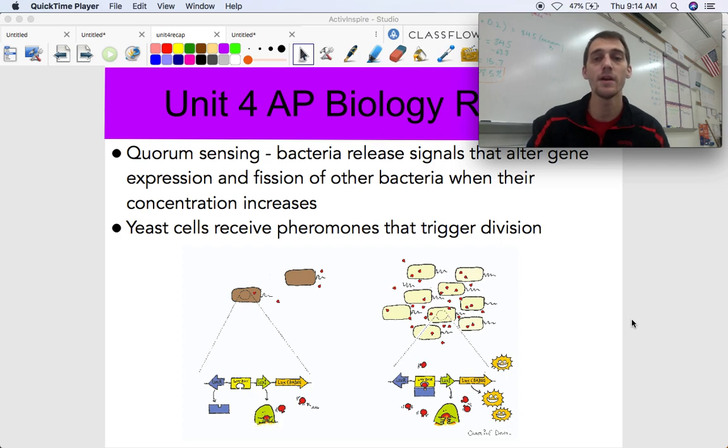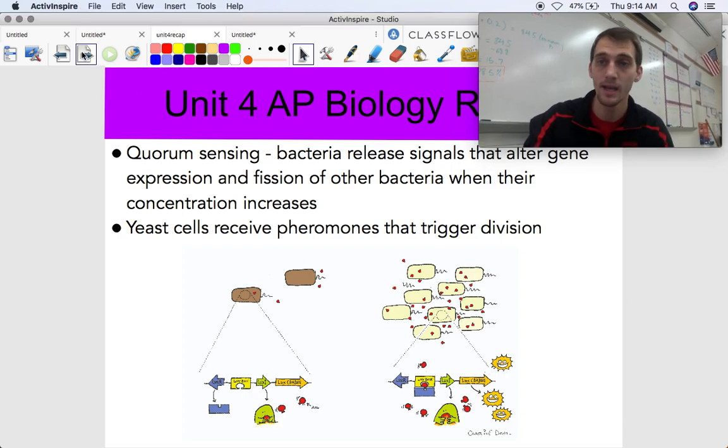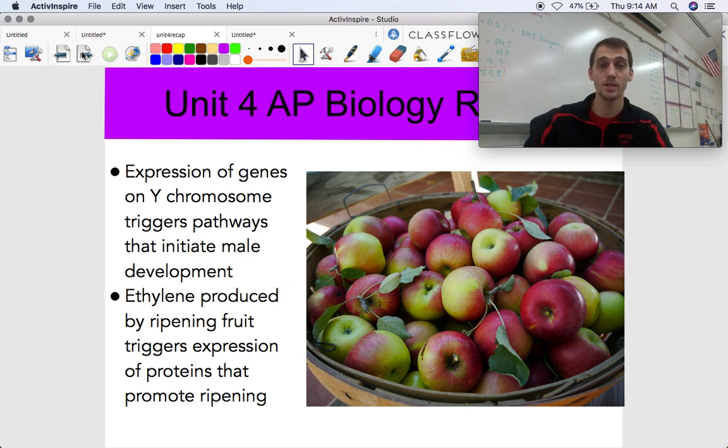Yeast cells receive pheromones that trigger division. Yeast cells will send each other signals that will cause them to divide. Here's some other examples of signal transduction and responses. The expression of genes on the Y chromosome triggers pathways that initiate male development.